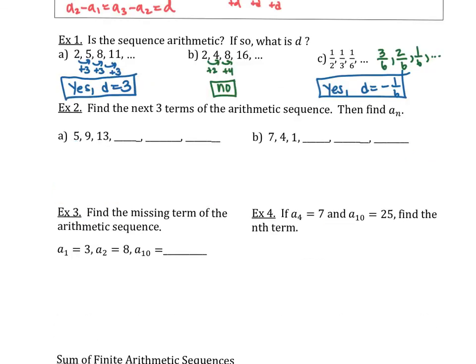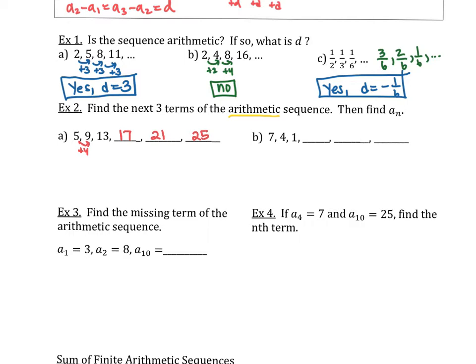Okay, now for example 2, it says find the next 3 terms of the arithmetic sequence. Because they're telling you it is arithmetic, you can assume that the difference is constant. And then they want you to find an. An would be to find a formula representing each term based on its term number. Okay, so if I just glance at A, it looks like it's going up by 4. If it is in fact arithmetic like it says, it should continue to go up by 4. So 9 plus 4 is 13, 13 plus 4 is 17, 17 plus 4 is 21, 25.